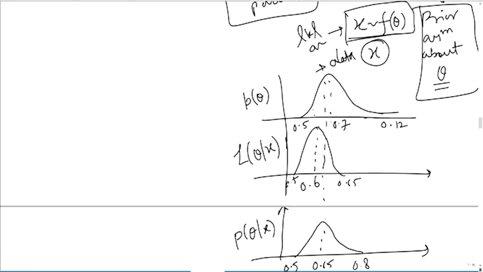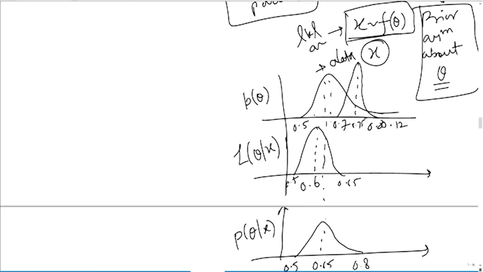So let's say rather than having a prior between 0.5 and 0.12, let's say you know from previous literature, you are well informed that the most likely value of theta is strictly between 0.7 and 0.8, and the most likely value is 0.75, right? So that's a much more informative prior, right?